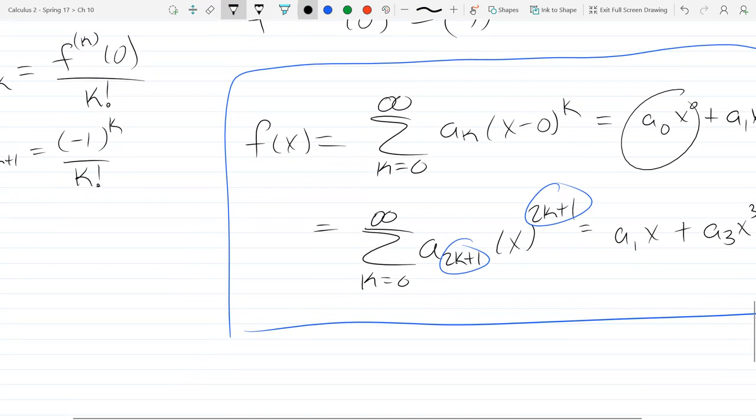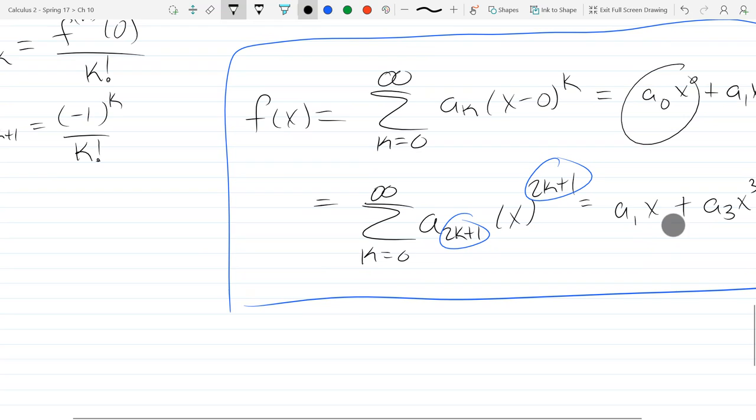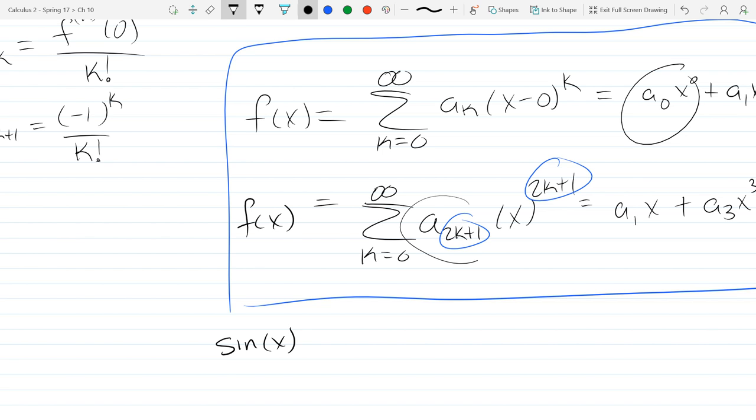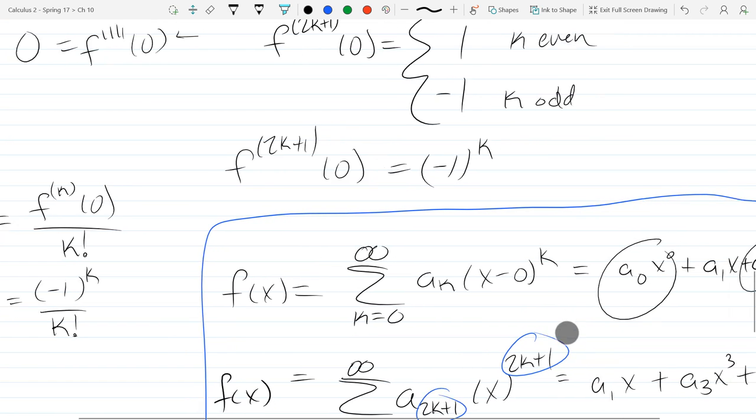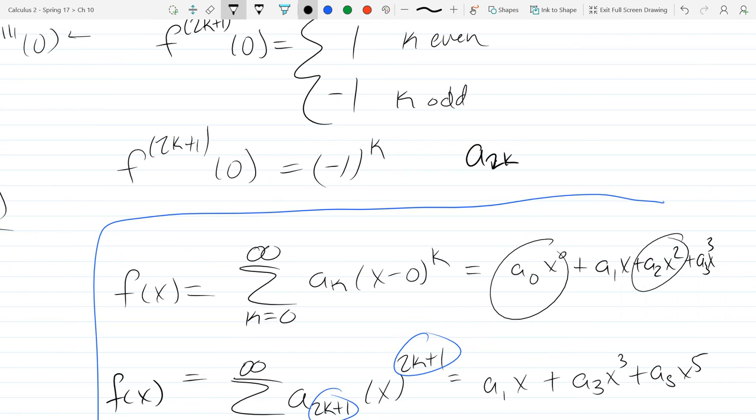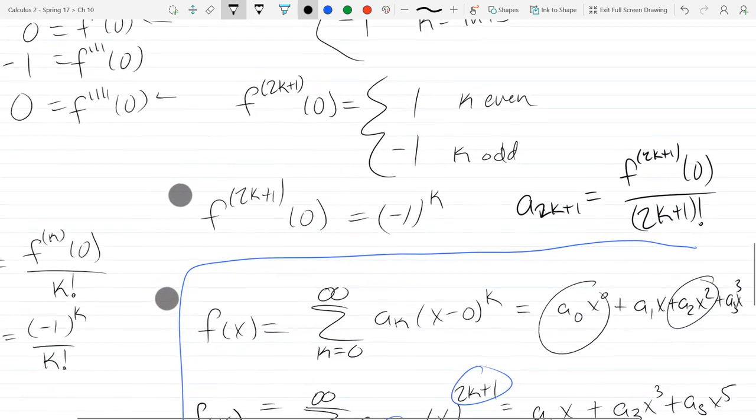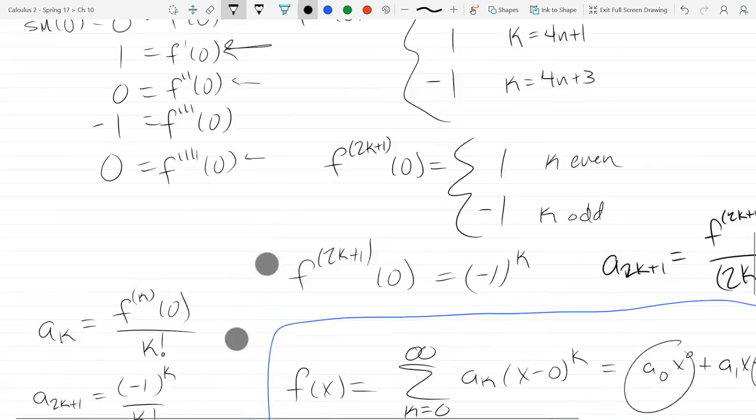We have our a_k formula. So we're going to use this last one right here. The only difference is I'm going to drop in the 2k plus 1. So this is f of 2k plus 1. This means a_{2k+1} is f^(2k+1) at 0 divided by (2k plus 1) factorial. Wherever I see k, I have to replace it with 2k plus 1. So a_k is f^(k) at 0 divided by k factorial.